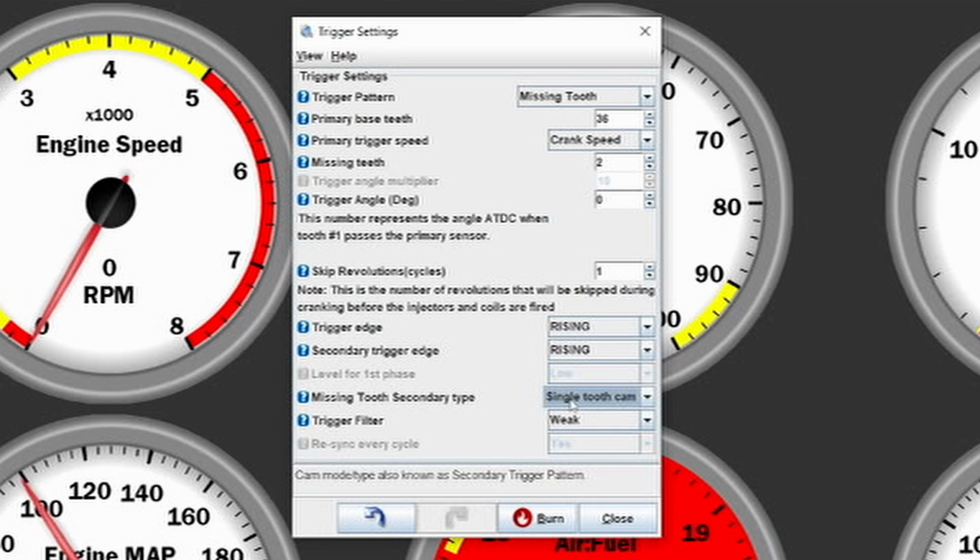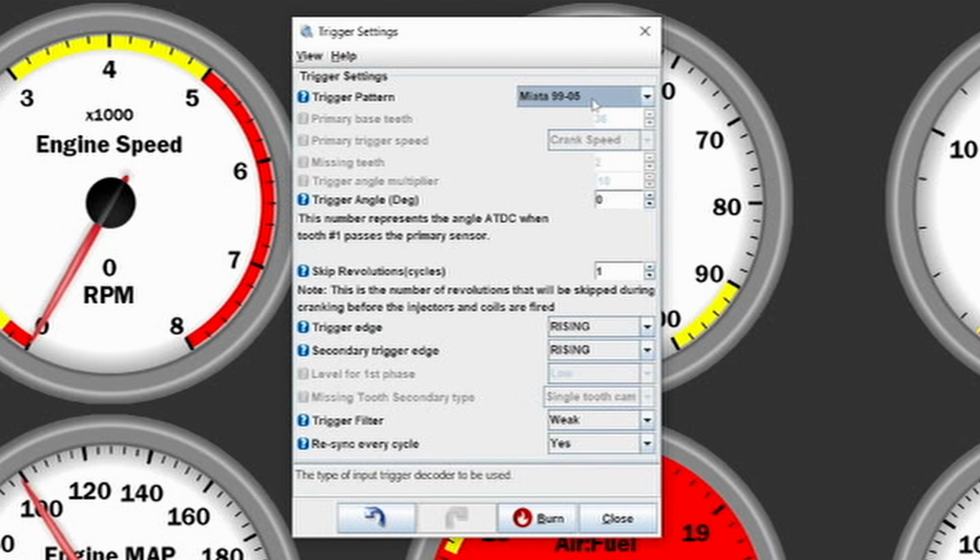The missing tooth secondary trigger type is only needed when you are running a sequential ignition setup. So if you are running a missing tooth trigger, then you need this for sequential ignition, because the ECU needs to know at what position the camshaft is. Most of the time it's a single tooth cam, and on the Miata it is also a single tooth cam, and that is what needs to be known for the ECU to get a correct sequential ignition signal. On some ECUs, the ECU does not have to know this value, it can do it without, but on the Speeduino and Megasquirt units, it only works with the cam sensor.